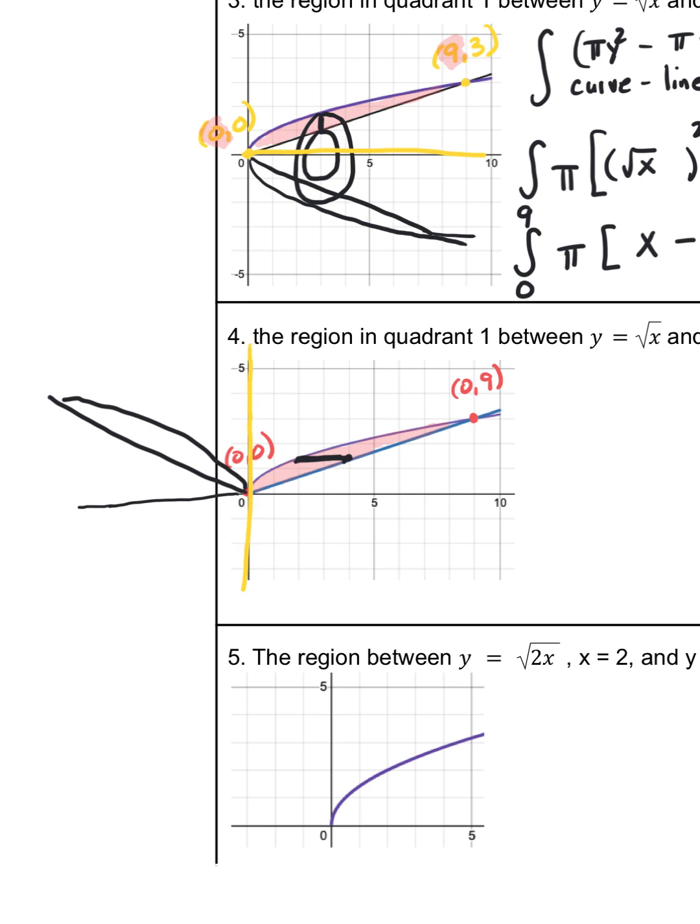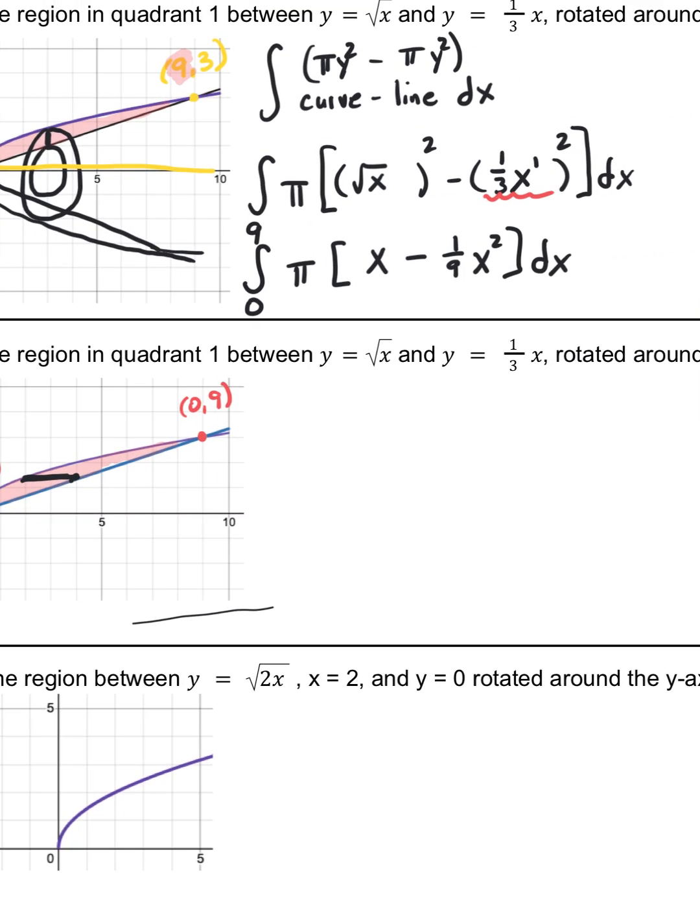So now when we set up our definite integral, it's going to be, once again, different. It will be the line minus the curve. This is rotated around the y-axis, so we need a dy. All right, so we need a pi x squared minus a pi x squared. Remember, when you rotate across the y-axis, all of your equations have to be x is equal to.